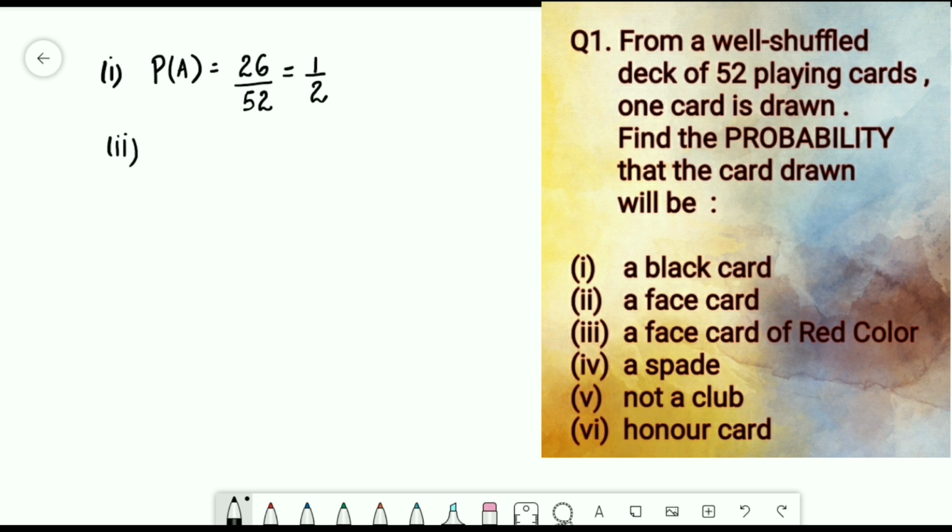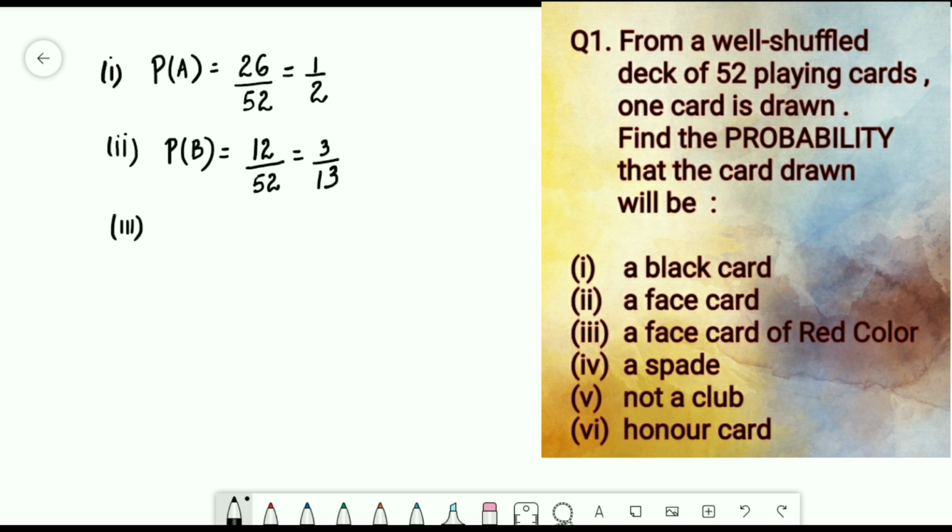Now the second part is a face card. We have total 12 face cards. Face cards means we are talking about Jack, Queen and King. So in total we have 12 face cards. So 12 upon 52 is the answer, and after simplification we will write 3 upon 13.